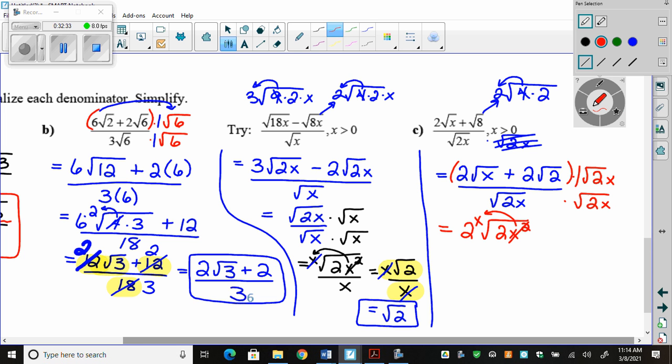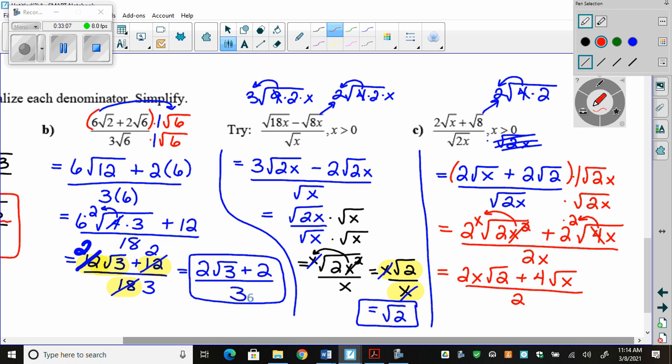Plus 2 times 1 is 2. Root 2 times root 2x is root 4x. The 4 can come out as a 2. And it's gone. And then root 2x times root 2x is 2x. We multiplied by the right thing. The radical went away. If it didn't, we got problems. So in the next step, we have 2x root 2 plus 4 root x over 2x.